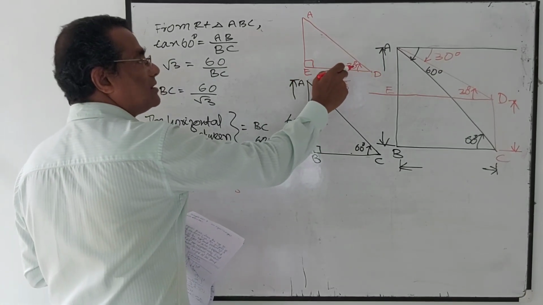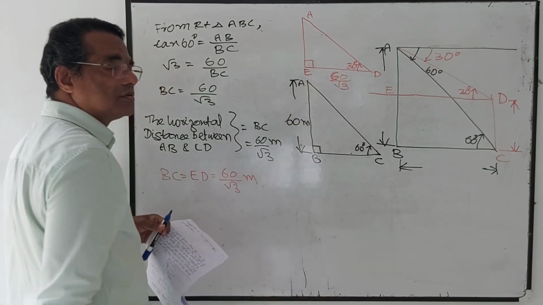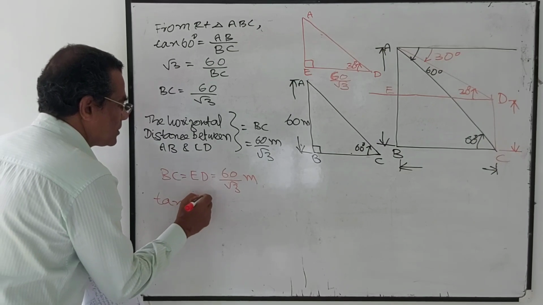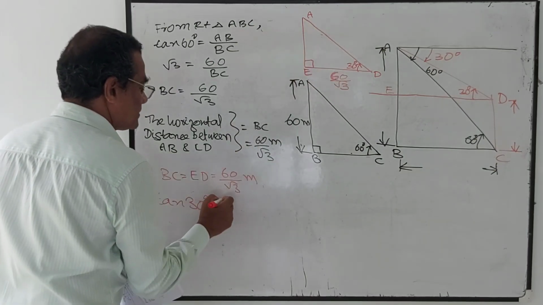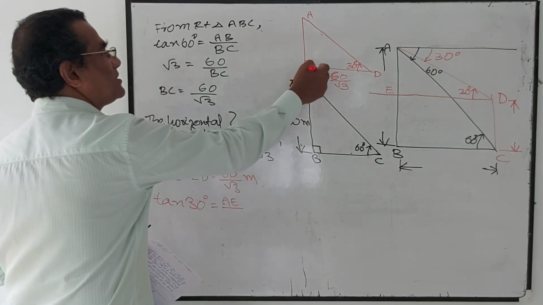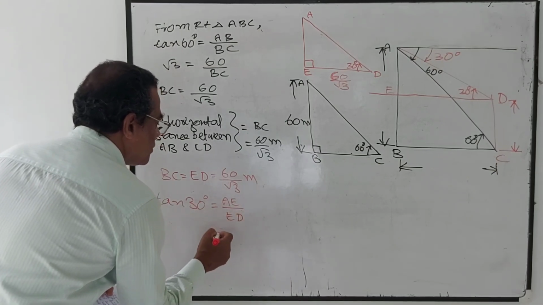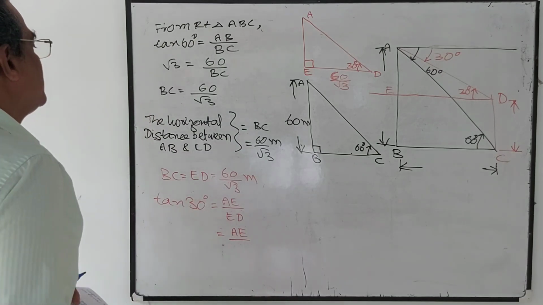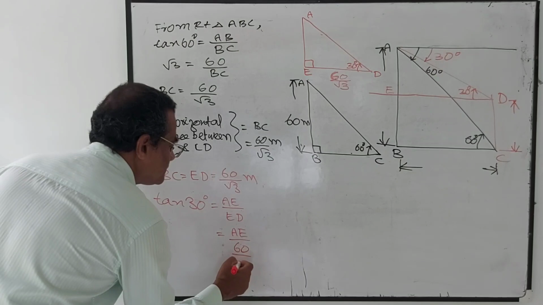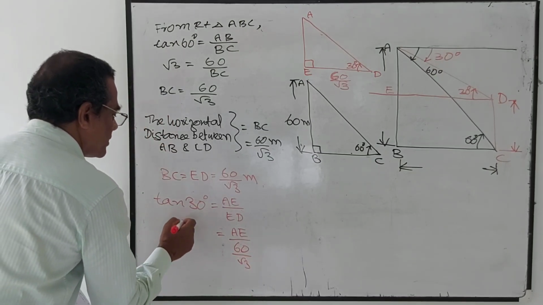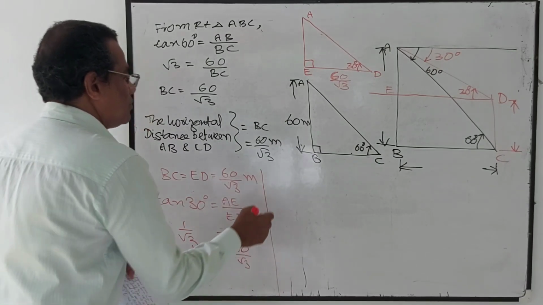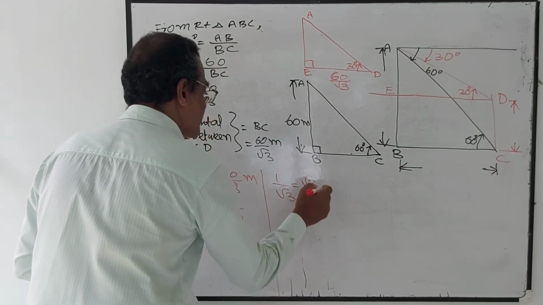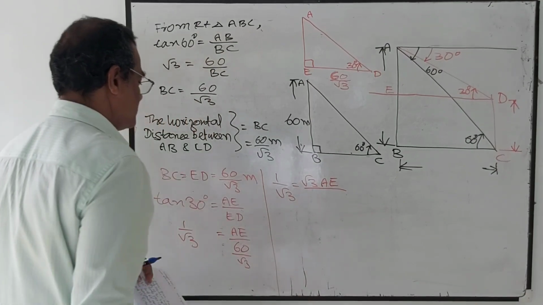So in this triangle also we have an angle and one side known, so we can find out the other side. Take tan 30. Tan 30 degree equals opposite side of 30 divided by adjacent side of 30, ED. Opposite side of 30 is AE only, and adjacent side of 30, ED, equals 60 divided by root 3. Tan 30 is 1 by root 3. So 1 by root 3 equals, this root 3 will go to the numerator, that is root 3 AE divided by 60.